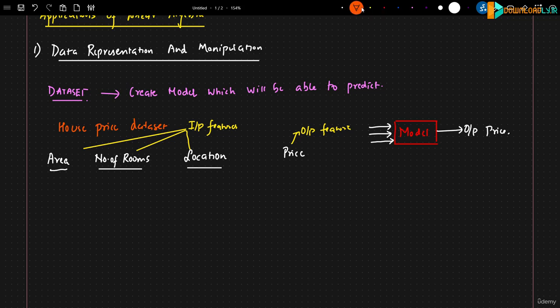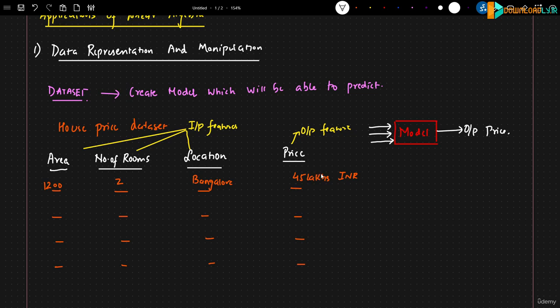Now I will have different values here. Let's say this is my entire data set, and it has somewhere around 10,000 records. Some of the values will be like, let's say the size of the house is 1200 square feet, there are 2 rooms, and the location is Bangalore. Because of this, let's say the price is somewhere around 45 lakhs INR. If I consider this as my input data, these are my input features, and based on this we need to predict the price of the house.